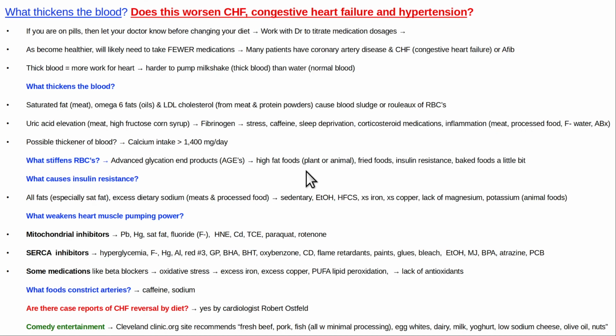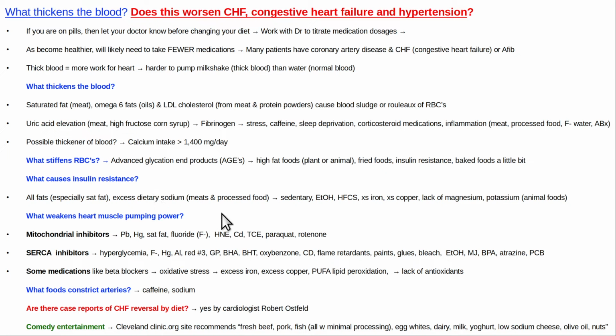Okay, next thing is I just summarized some of the things. Anything that thickens the blood is going to be bad, which is basically all your fat, things that elevate uric acid, potentially taking big calcium supplements because it's a clotting protein and you bolus your blood with that. I wouldn't do that. Things that stiffen RBCs, advanced glycation end products, I would avoid all those things, which usually means animal foods and high-fat foods. That's another reason why I avoid things like nuts that have high advanced glycation end products. Anything that causes insulin resistance is working against you.